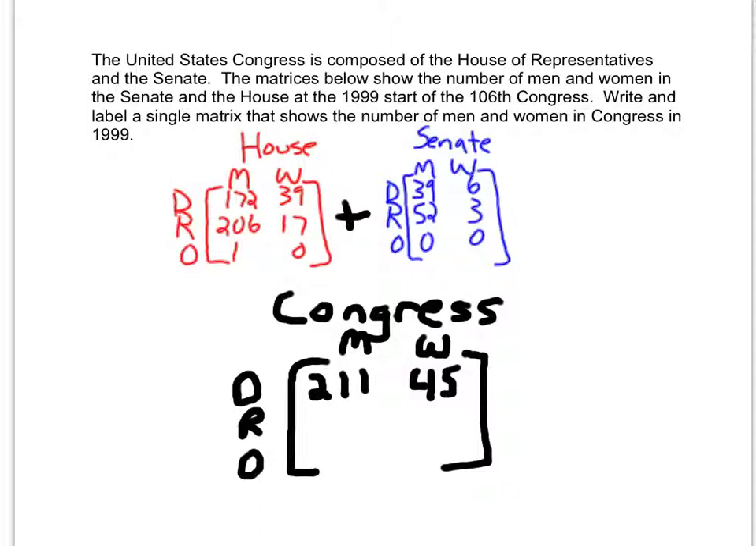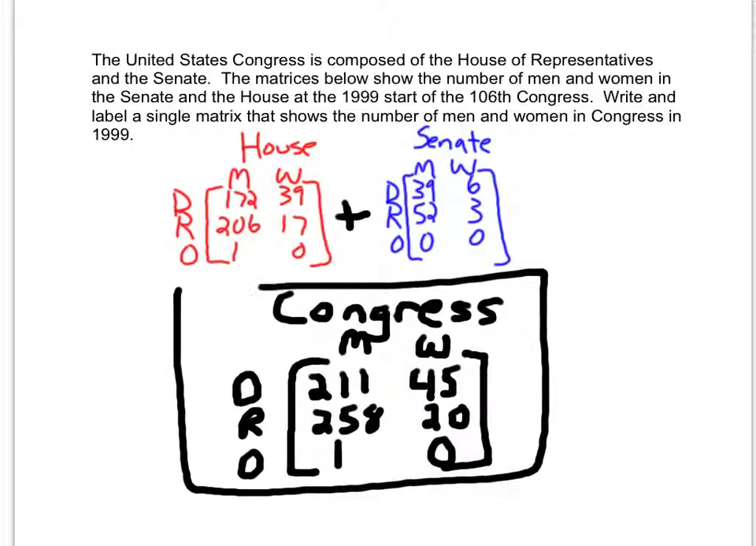So to figure out the number of male Republicans in the Congress, we're going to take the male Republicans in the House, 206, plus the male Republicans in the Senate, 52. And 206 plus 52 is 258. We'll do the same thing for the women. The women Republicans, 17 plus 3, that's 20. And then other men, 1 plus 0 is 1. And other women, 0 plus 0 is 0. Okay, so there's my new matrix to tell the data for Congress.